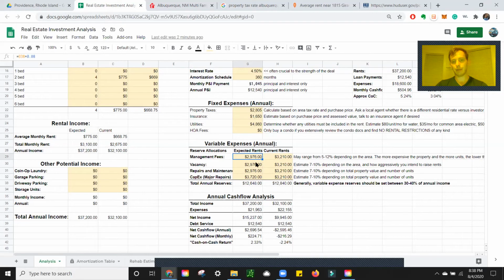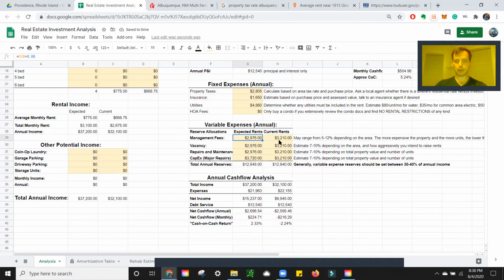Management fees I have set for 8%, vacancy for 8%, repairs and maintenance for 8%, CapEx for 10%. You can play with these just by hitting enter. Turn that to 10%. Let's say, okay, we're going to turn that to 6, whatever you want to do for those. You can play around with that, use your own judgment. Next up, I do have the current rents and reserves set at 10%, but I will modify those down to give a more accurate reflection there.